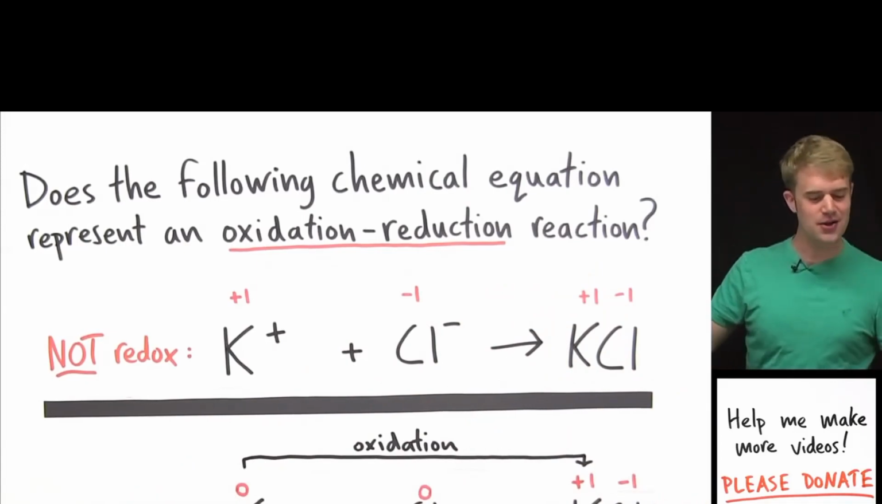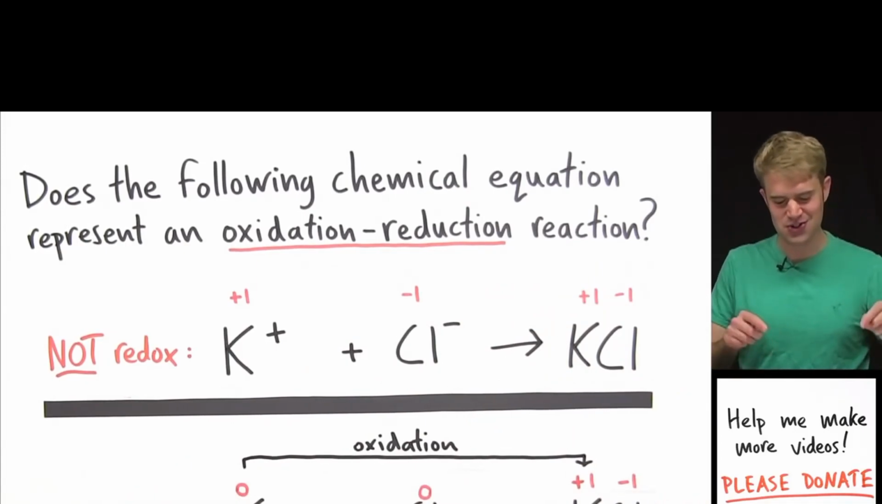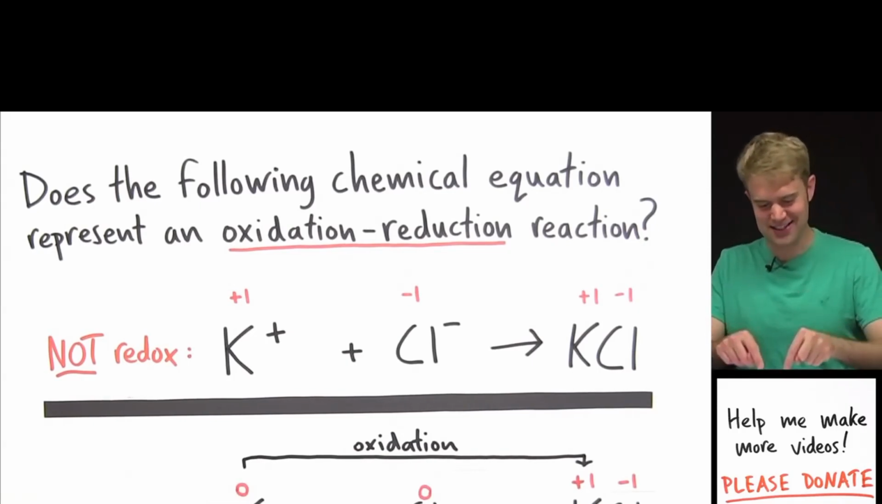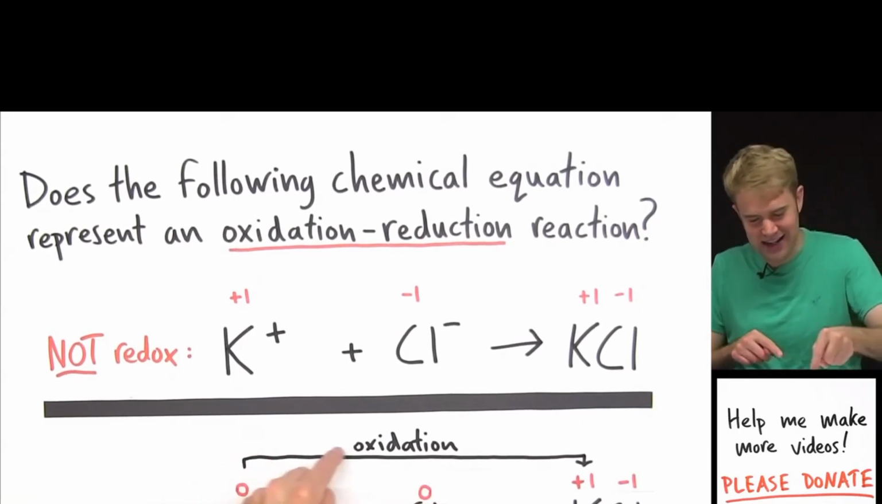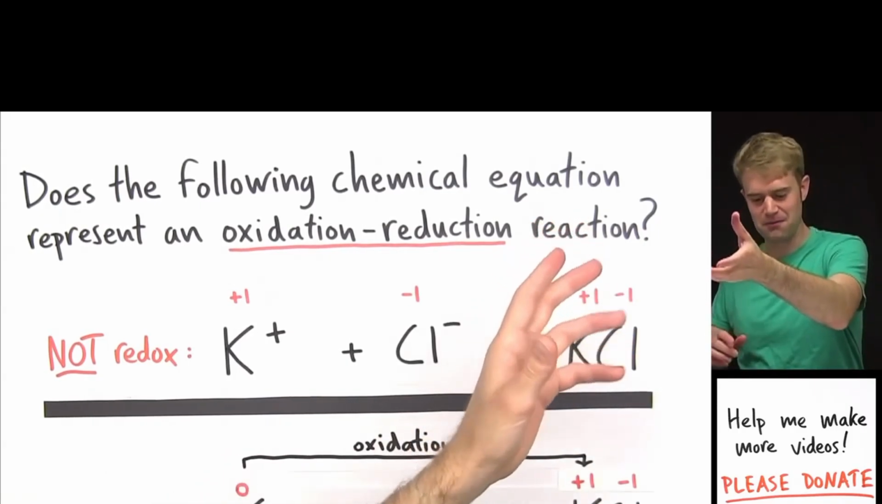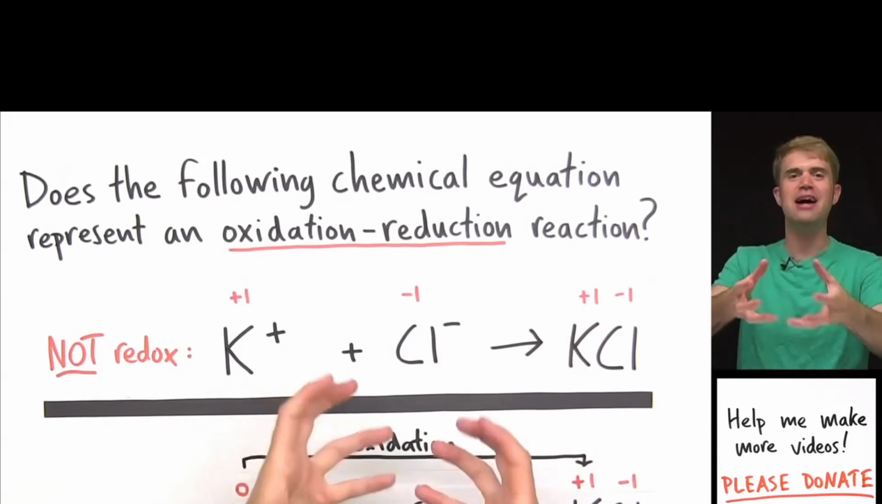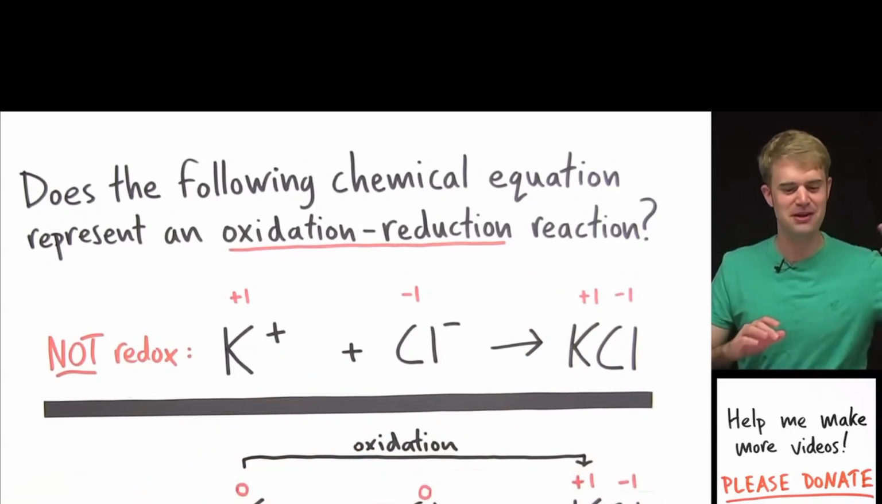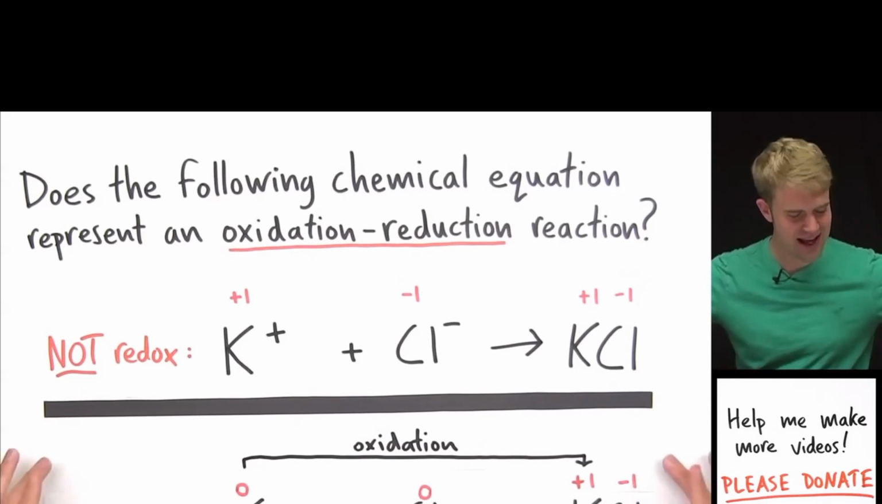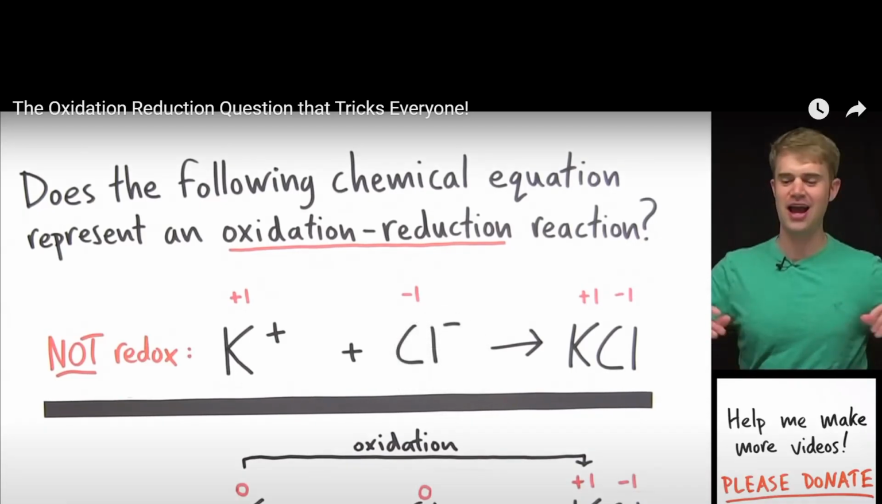This equation, though, was a redox reaction because these two things started out neutral, K neutral and Cl neutral, and the K got oxidized to 1 plus by losing an electron. The Cl got reduced to 1 minus by gaining an electron. The charges changed because electrons were transferred, and that's why this is a redox reaction. Is good?